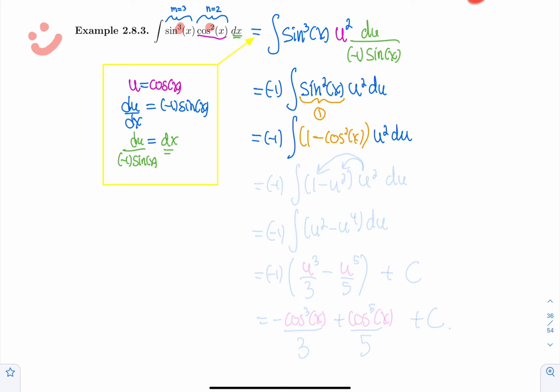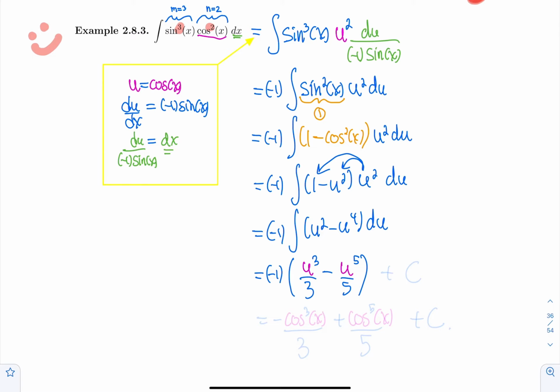So now that you've got rid of all your sine, your integral only depends on cos, and you can use your choice of substitution. So you get 1 minus u squared times u squared du. Before you integrate, you have to simplify. So let's just distribute the u squared inside, and you're going to get the integral of u squared minus u to the fourth du. Now we have a nice polynomial with respect to u. u squared will become u cubed, so you get u cubed over 3 minus u to the fifth over 5 plus c.